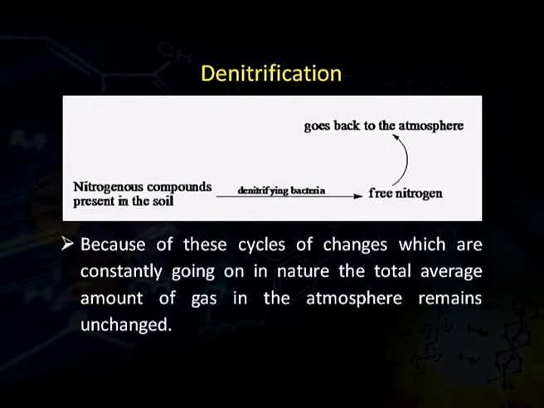But this does not happen because there are some denitrifying bacteria which convert the nitrogenous compound, that is the fixed nitrogen, again into free nitrogen. And because of these cycles of changes which are constantly going on in nature, the total average amount of gas in the atmosphere remains unchanged. That means thousands of years back, the percentage of nitrogen was 78 and today also it is 78.